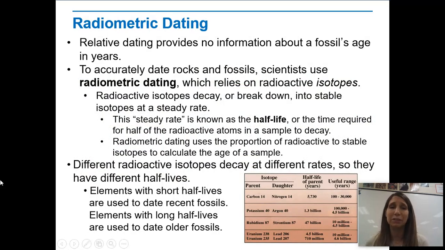Now, in contrast to that, I mentioned there's another type of dating that we can use, and this provides more precise mathematical types of measurements. And this is called radiometric dating. So, relative dating, again, is going to give us no information about a fossil's actual age in years. It's simply an estimation. When we do radiometric dating, we're using the presence of radioactive isotopes to help identify exactly how old something is. And by exactly, I mean probably in the order of a few thousand years within that window of time, depending upon which type of isotope we're using.